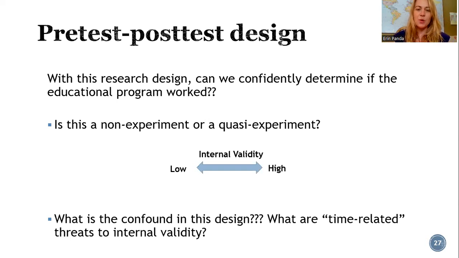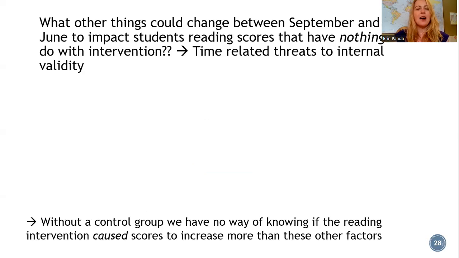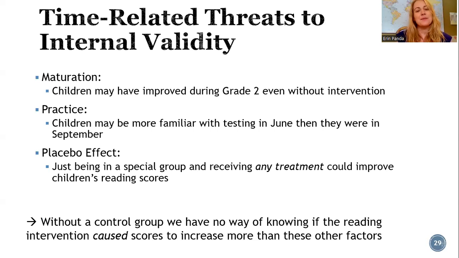Well, to answer this question, and to answer whether this is a non-experiment or a quasi-experiment, in other words, a bad or a good design, you want to ask yourself, what's the confound? What are some other things that could change in kids between September and June that could impact their reading scores and that have nothing to do with intervention? We call these time-related threats to internal validity. Well, I'll give you some of them here.